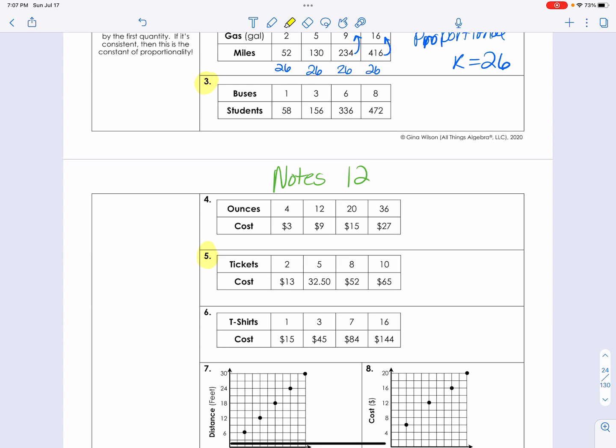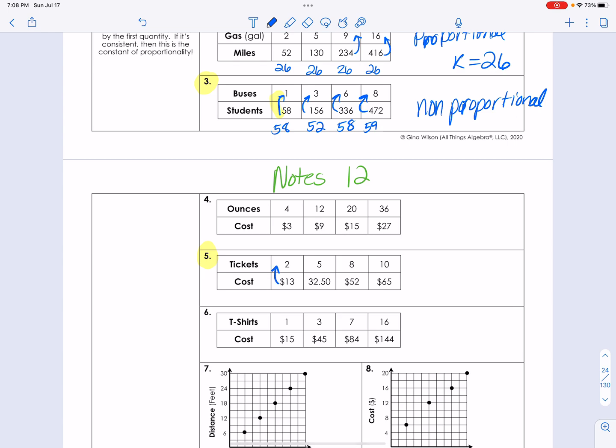Okay. If I do 3, I would take 58. 58 divided by 1 is 58. 156 divided by 3, I think, is 52. And this is 58, but this is 59, so they don't stay the same, so it's non-proportional. So you cannot give me a k because it's not proportional.